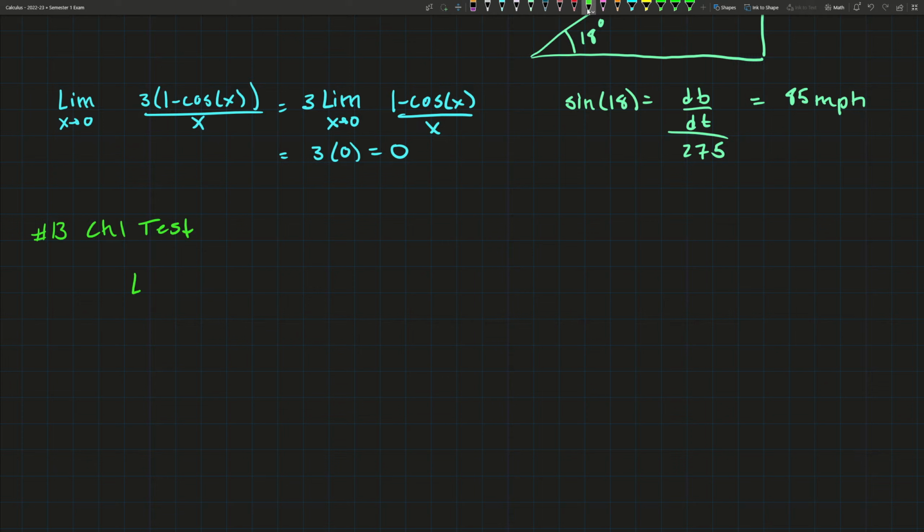Number 13 says evaluate the limit as x approaches negative infinity of x plus the square root of x squared plus 3. And I'm going to give you a hint and say that this is all over 1. And when we do that, that should give you a clue to rationalize.